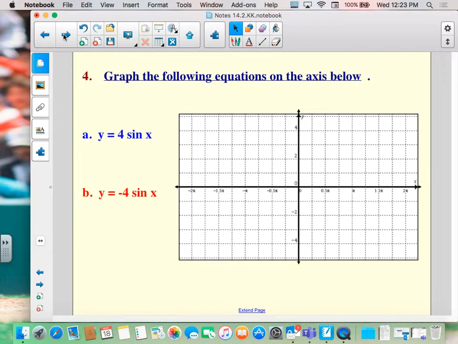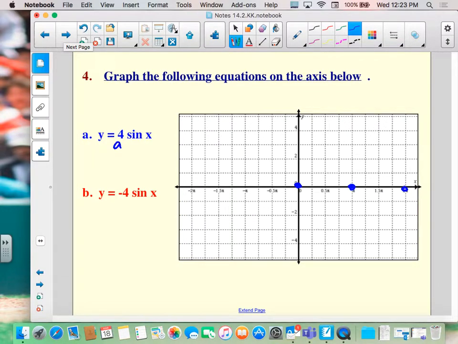All right, let's add another element here. This one has an amplitude of 4. So it's still going to go through 0, 0. It's still going to be 2 pi, 0. It's still going to be pi, 0. I hope you've been practicing your sine wave. Now you're going to go up 4 in between and down 4. Here is 1 period or cycle.